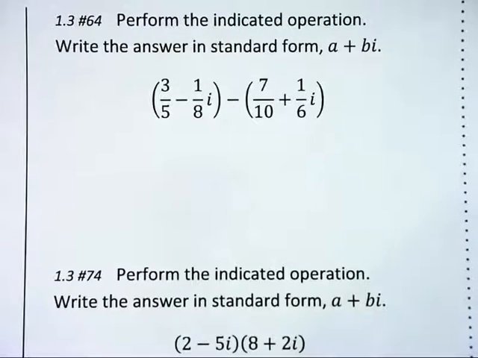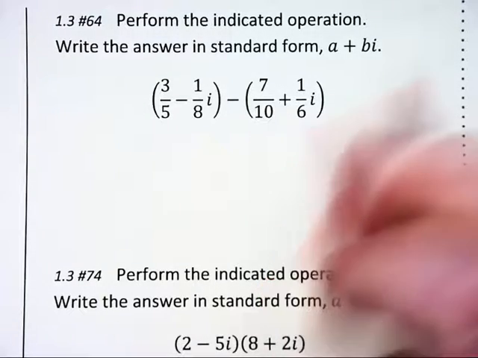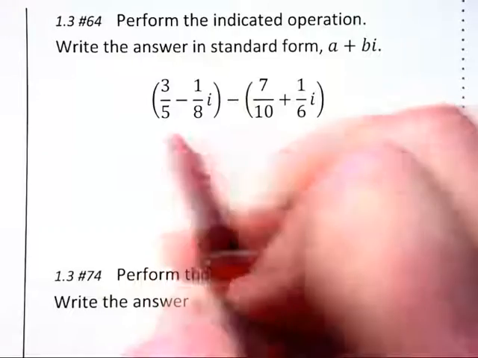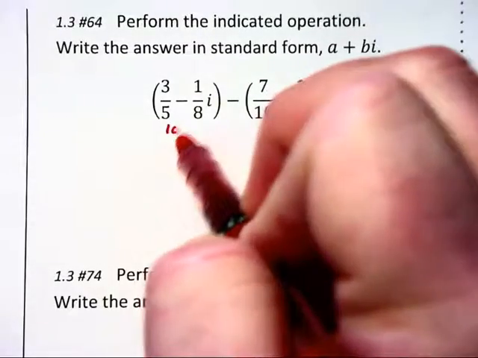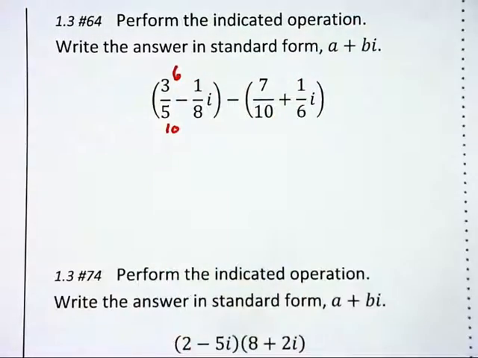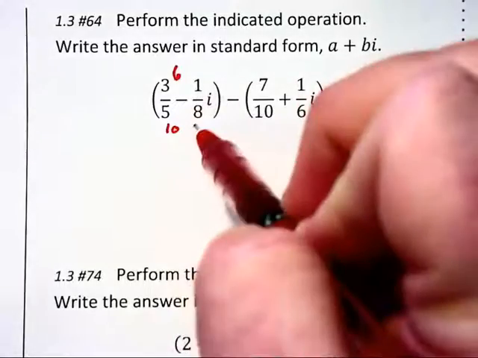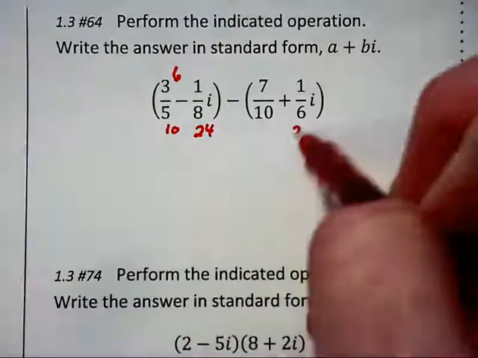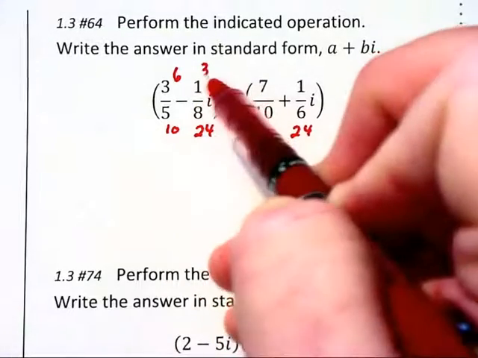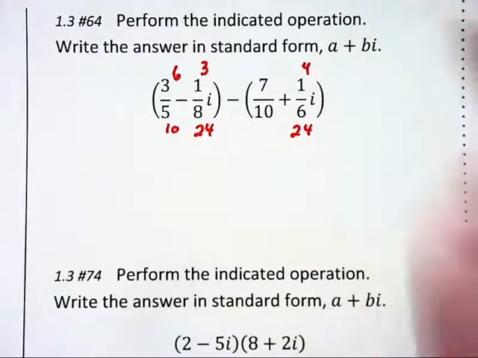When adding and subtracting complex numbers, you want to add and subtract the real and imaginary parts separately. Let's find a common denominator between the real parts. They each can have a common denominator of 10, so 3/5 can be rewritten as 6/10. For the imaginary part, 8 and 6 both go into 24, so I will rewrite each of them over 24. The 1/8 becomes 3/24. The 1/6 becomes 4/24.